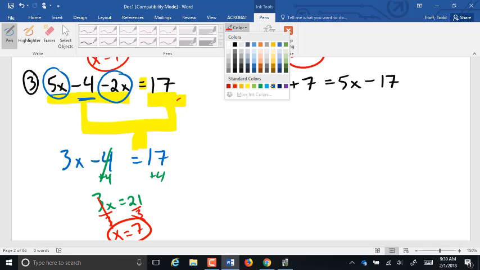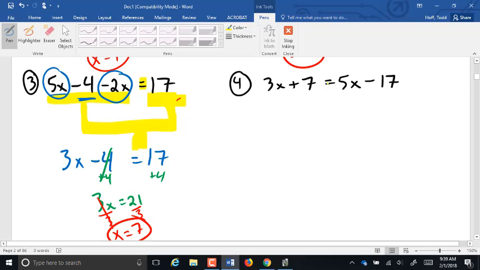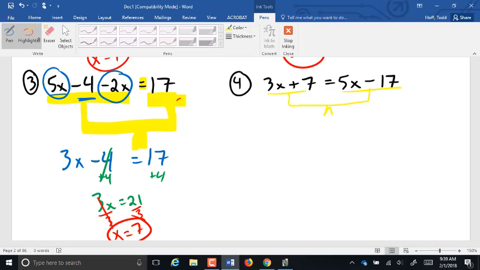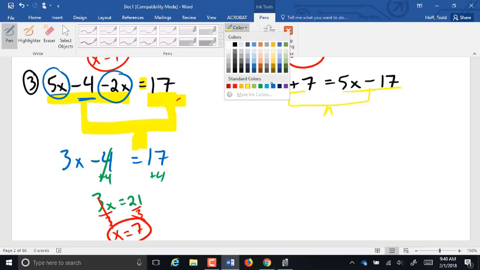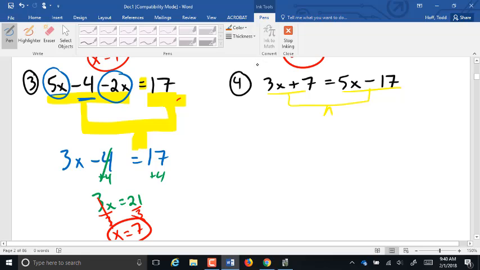Number 4, we have a similar setup there. We have the x appears twice, but it appears once on each side. So since it's not both on the same side, we can't just push them together anymore. So what do we have to do? Okay, we get rid of one of them. The smaller one is the 3x. So we subtract 3x on both sides.